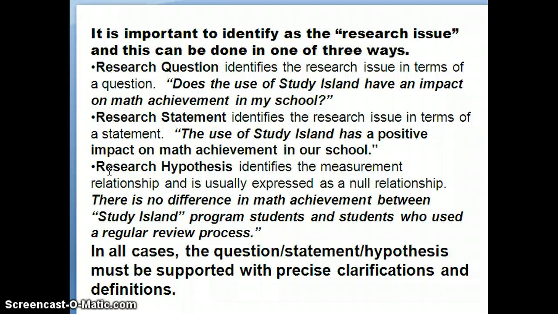Here are some ways of looking at, and we're going to use interchangeably, the idea of a research question, a research statement, or a research hypothesis. The end result is, bottom line, it doesn't matter whether you do it in the form of a question, a statement, or a research hypothesis.